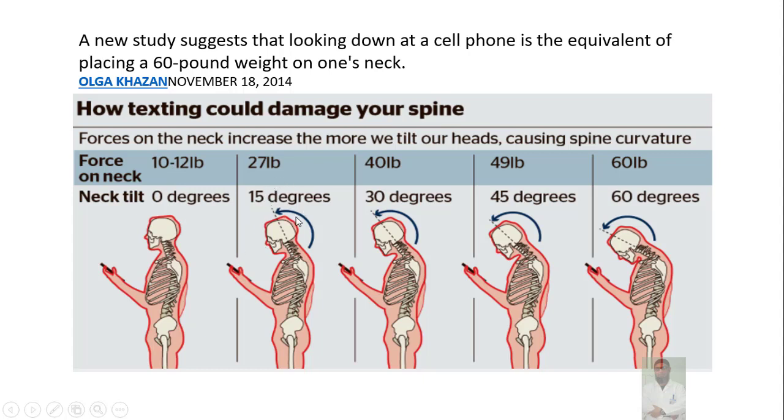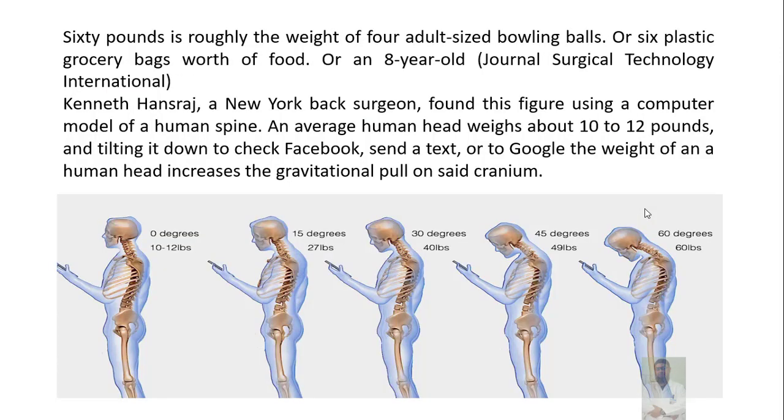every 15 degrees of tilting, it increases more and more. So at 15 degrees, it increases 3 times, for 30 degrees 4 times, 45 degrees 5 times, and 60 degrees 60 pounds, that means 6 times the normal neck position. This 60 pounds is roughly the weight of 4 adult-sized bowling balls or 6 plastic grocery bags worth of food, or yes, an 8-year-old.